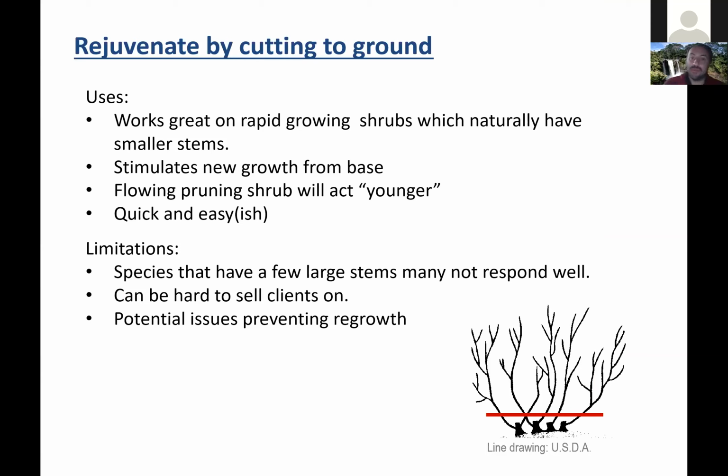Unfortunately, there are some limitations with this, right? Some species just don't respond well to it. Either they have one or two big stems, like smoke bush tends to have just one or two stems. It won't usually respond very well to rejuvenation. There are some other examples I'll show you here in a second where rejuvenation may not work out really well. It can also be hard to sell to your clients as master gardeners, right? When you tell them you want them to cut their shrub all the way to the ground, they might give you that "what?" face. So there are some limitations with it.